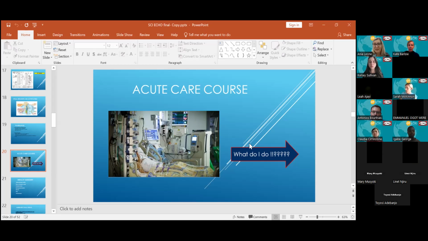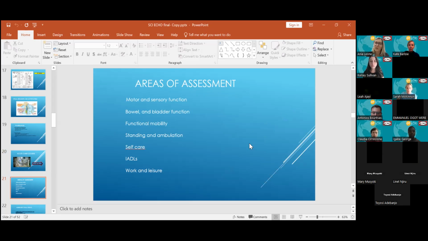And of course, like with everything else, back to basics, our assessment, where we just take it in and then break it into components. Just like with any other patient, a lot of the key areas will be similar in terms of our assessment areas. We obviously are going to look for the motor and sensory function that I mentioned already. Bowel and bladder function will be huge with this population.